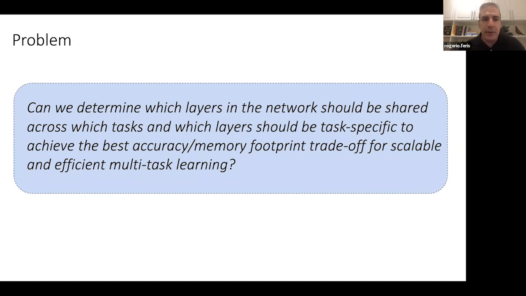So this is the problem that we are addressing. Can we determine which layers in the network should be shared across which tasks, and which layers should be task specific, so that we achieve the best accuracy and memory footprint trade-off? So here the point is that some tasks like each other, and sharing features benefits both tasks. But other tasks may just not like each other. And when you share features across them, then performance goes down. That's negative interference. So we would like to find the best sharing scheme possible, and at the same time, reduce the number of parameters compared to soft parameter sharing approaches.